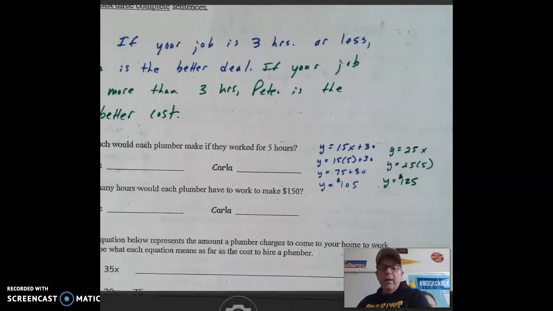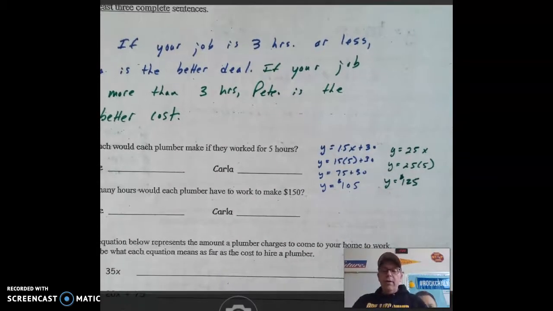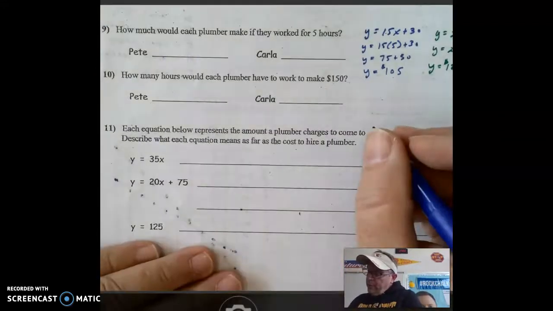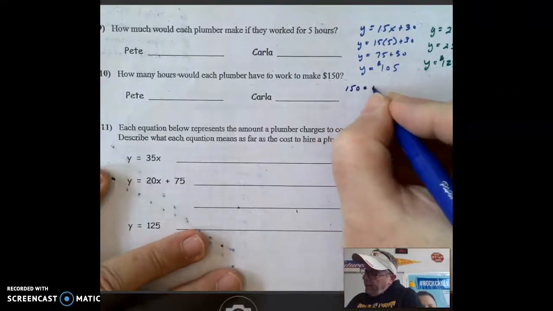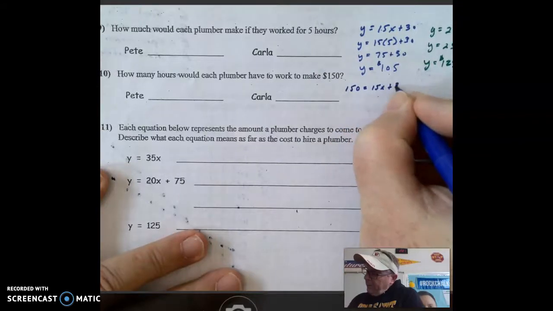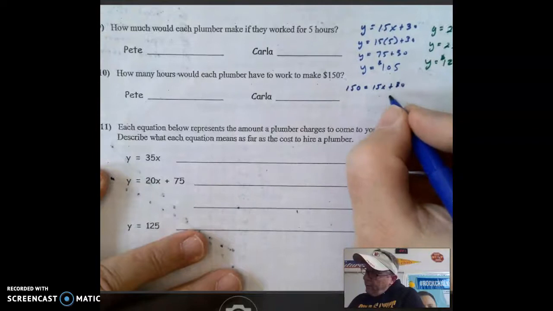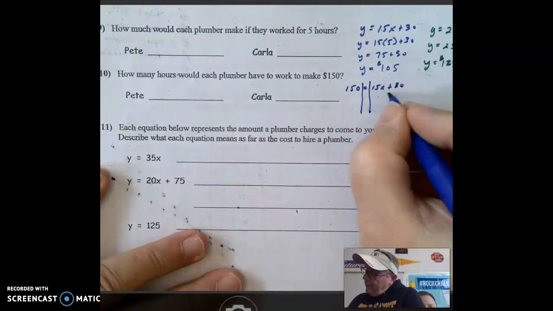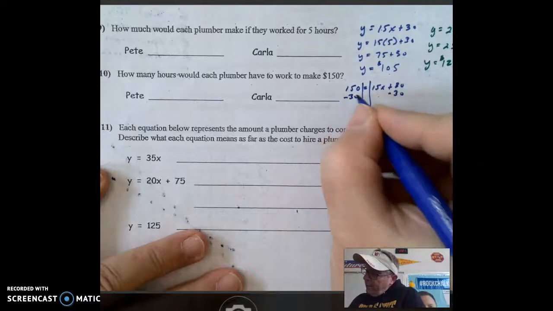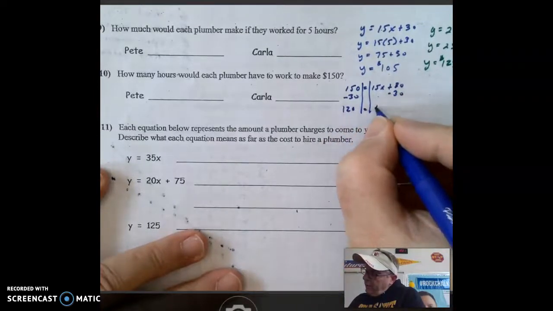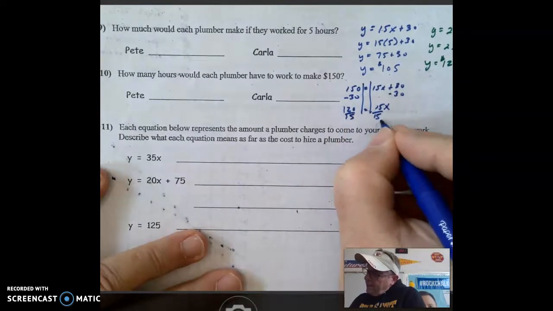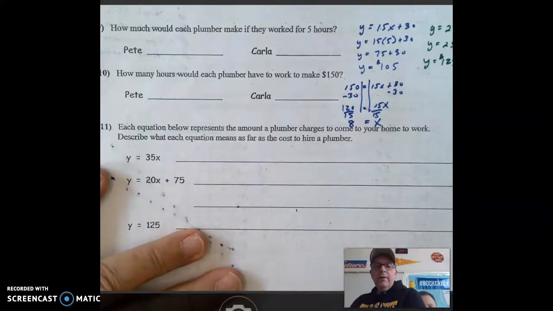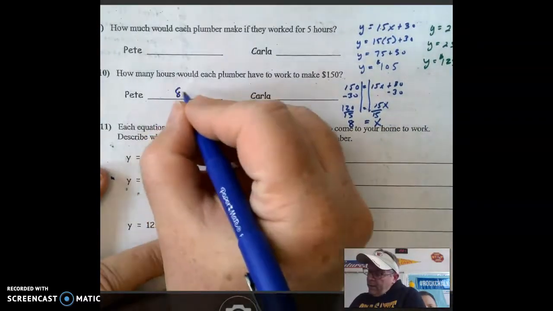So what we're going to do now is we're going to know our total cost, and we're going to solve the equation to figure out how many hours. Alright, let's go ahead and do Pete first. So we're talking about making $150 equals 15x plus 30. Now we're going to solve our equation. Subtract 30, subtract 30. So 120 equals 15x. Divide by 15. So x equals 8. So we're talking about 8 hours for Pete.